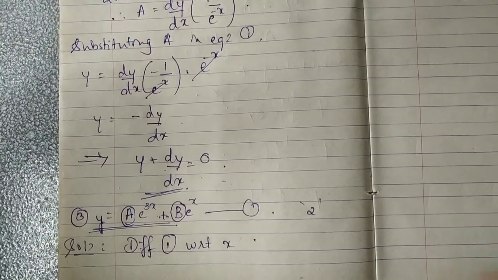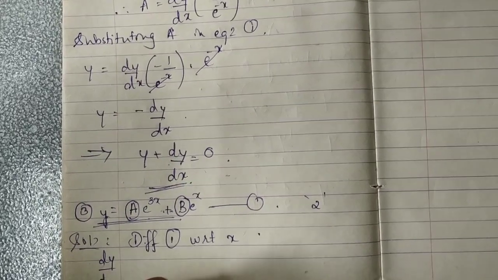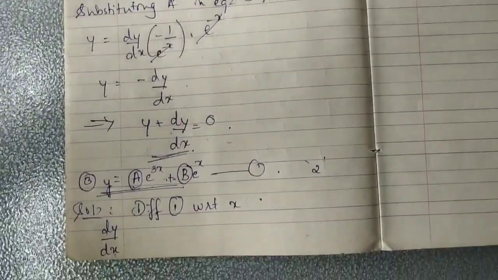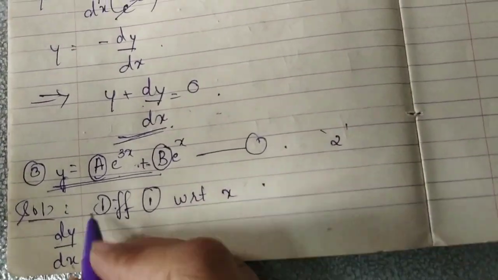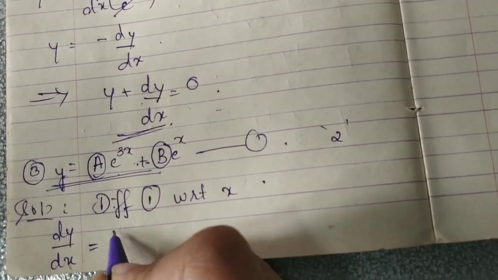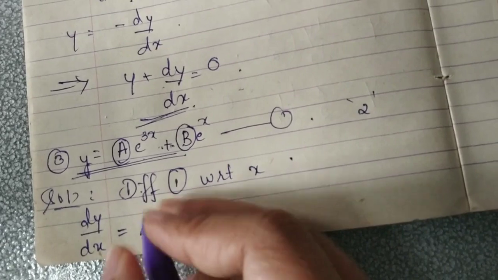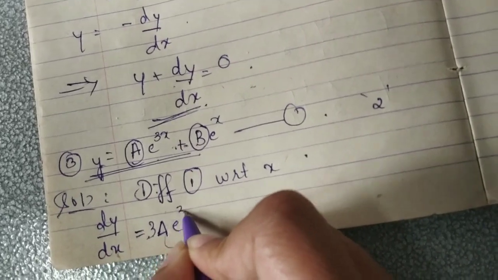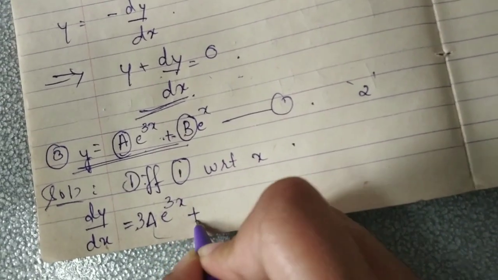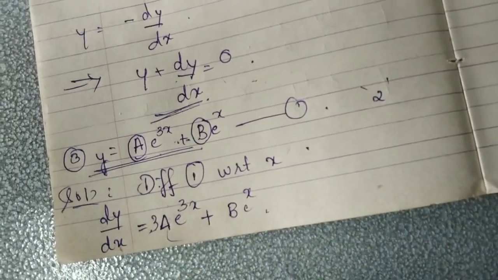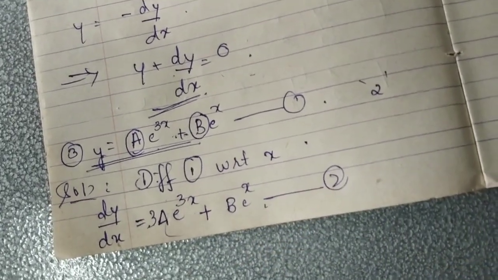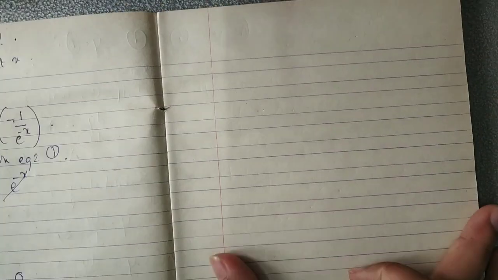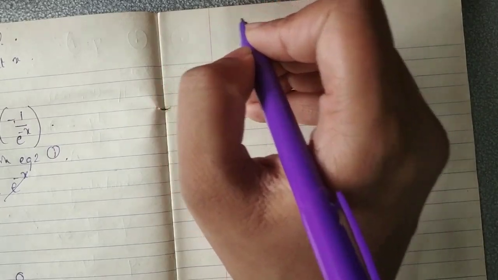Okay. Let us differentiate. dy by dx is equal to capital A into the derivative of e raised to 3x, which is 3 into e raised to 3x, right? Plus B into the derivative of e raised to x, which is e raised to x. Call this equation 2. Okay, again one more time we need to differentiate.